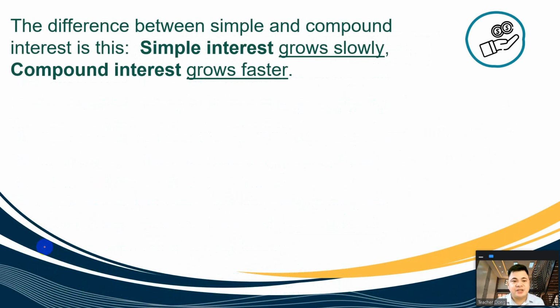For simple interest, it grows slowly because whatever was computed at the start of the loan, or the money that you borrowed or invested, is the one that you're going to repay for a specific period, let's say 6 months, 1 year, or for days. And then compound interest grows faster. Why did I say that?